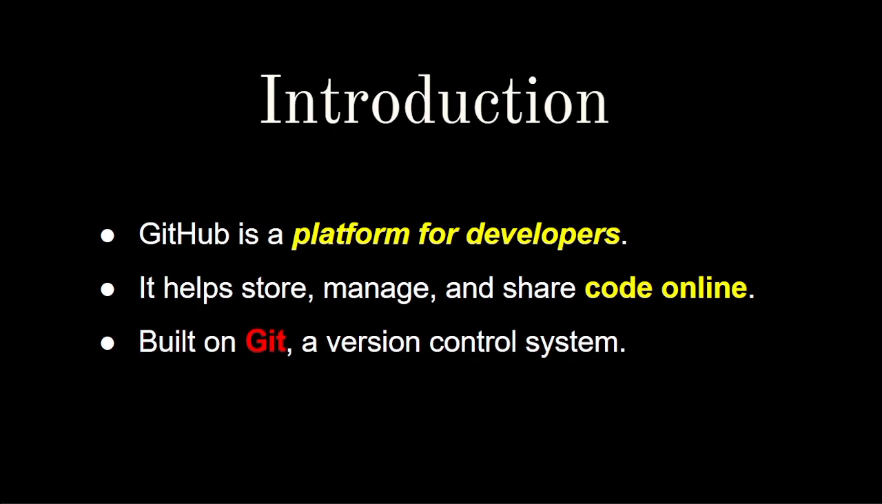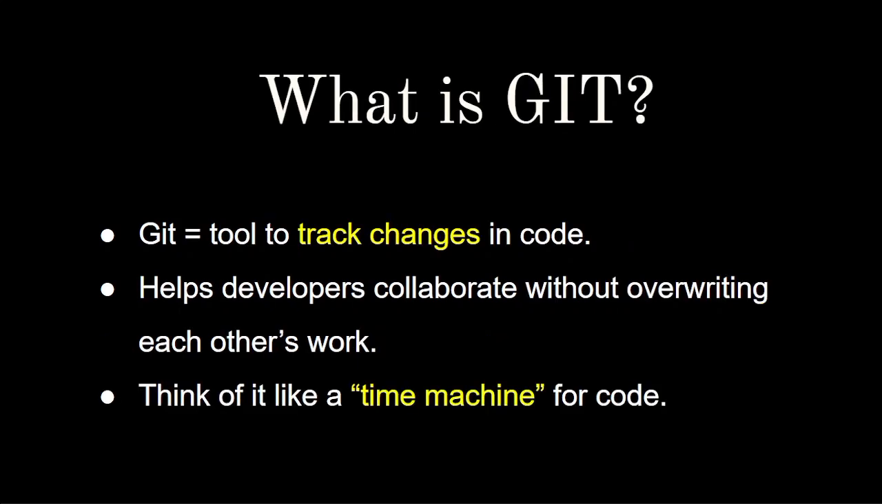Now, what is Git? Git is a tool to track changes in code. It helps developers collaborate without overwriting each other's work. Think of it like a time machine for your code. Look how cool is that, you can track every single change in your code.